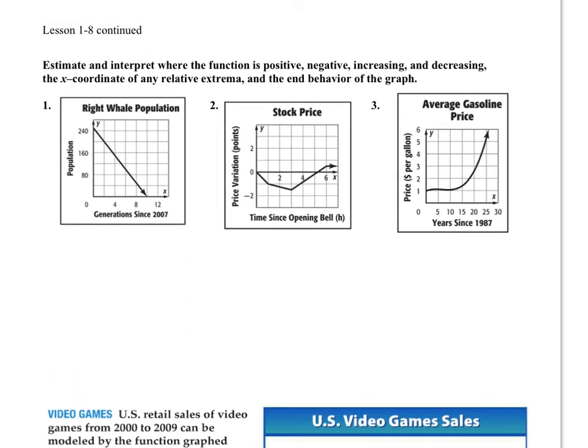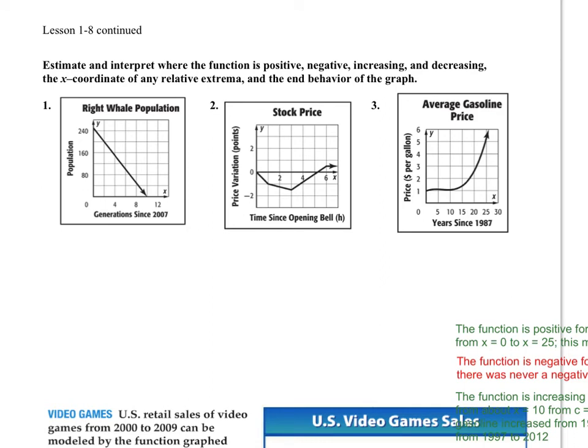So the graph is positive for all values of x. So we say the function is positive for all values of the domain from x equals 0 to x equals 25, and this means that gas was never free. And then the function is negative for no values of x, so this means that there was never a negative price for gas, which makes sense.